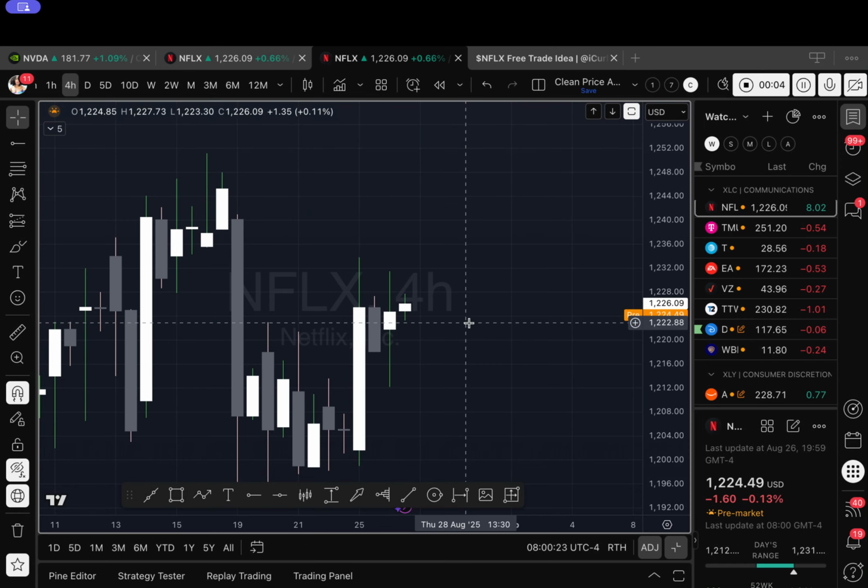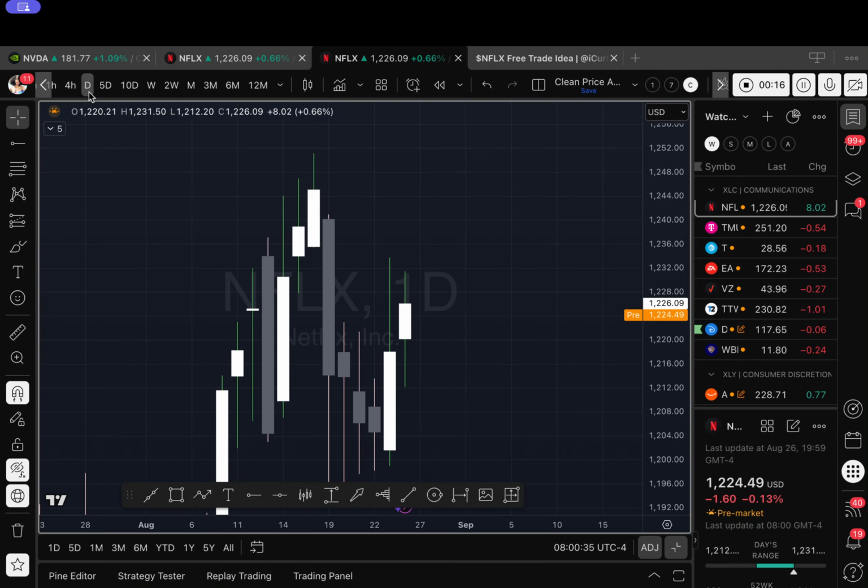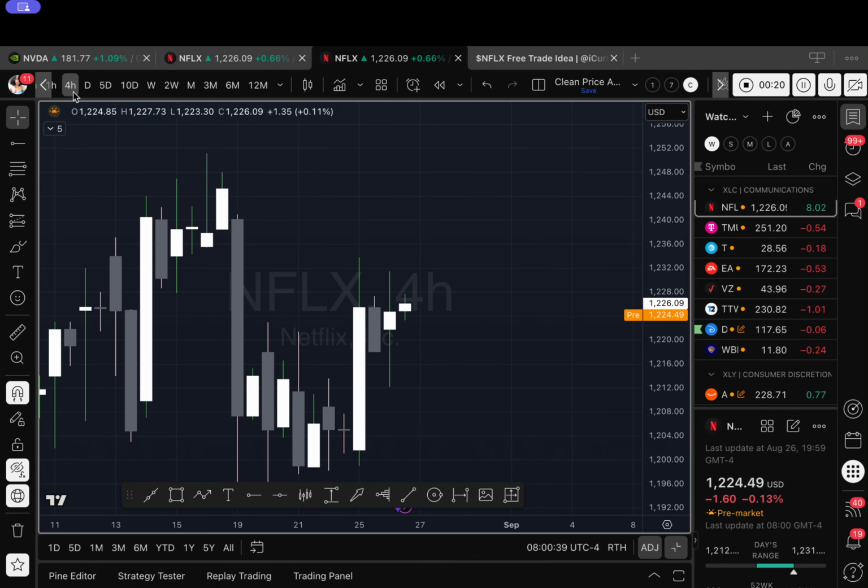It is Wednesday, August 27th, and I am about to dive right into our free trade idea of the day. So, as you can see here, I am looking at Netflix. Netflix on the 4 hour time frame has an inside candle. It also has an inside candle on the daily time frame. However, the 4 hour gives us an earlier entry into calls or puts.